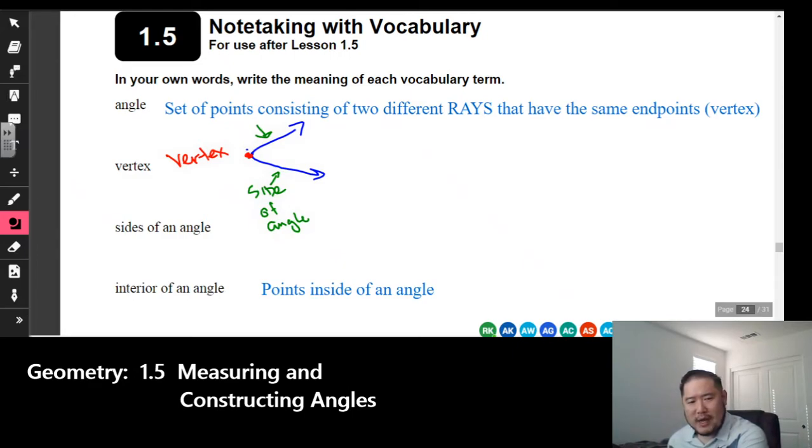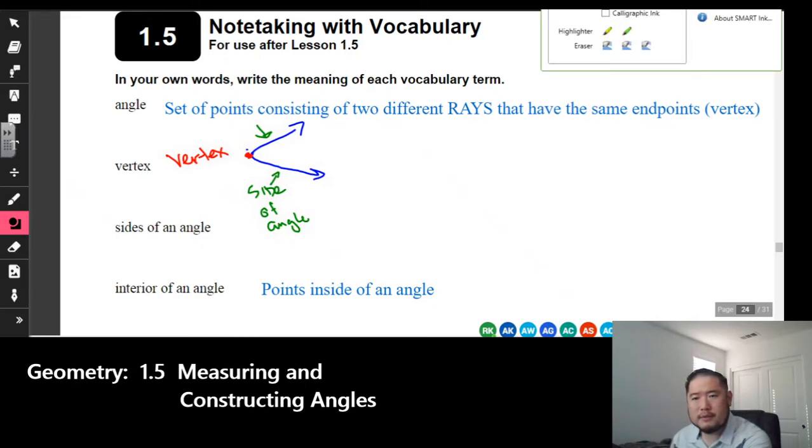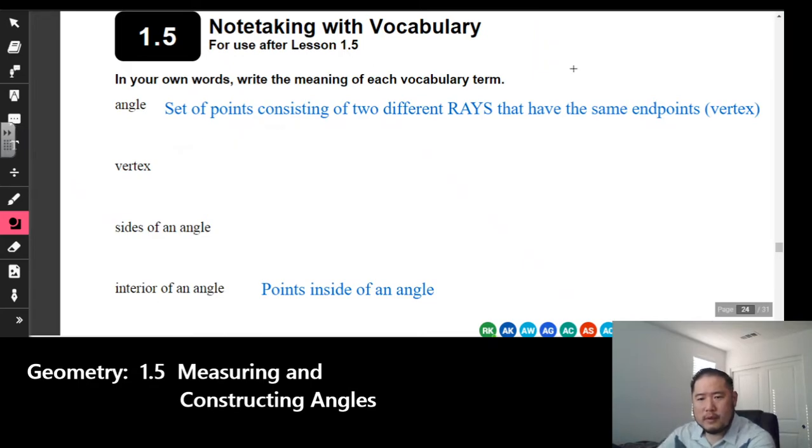For our next term, we have interior of an angle. Those would be points inside. So anything that would be in here would be considered the interior of an angle. The exterior would be everything that is on the outer part of it. Let's go ahead and move along.